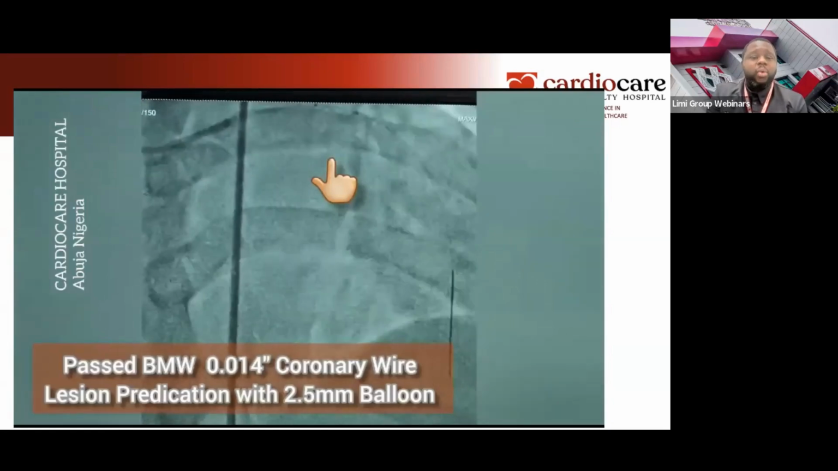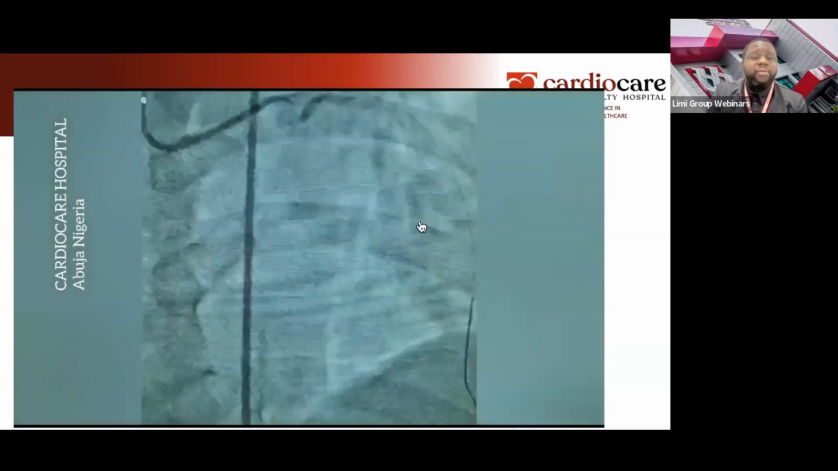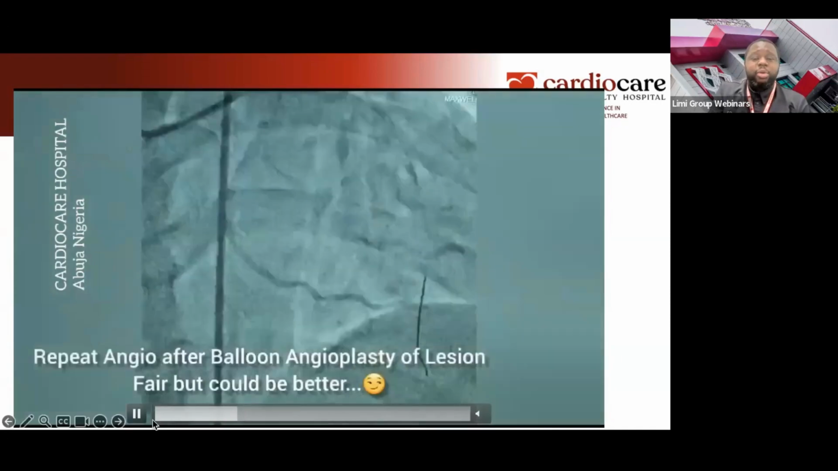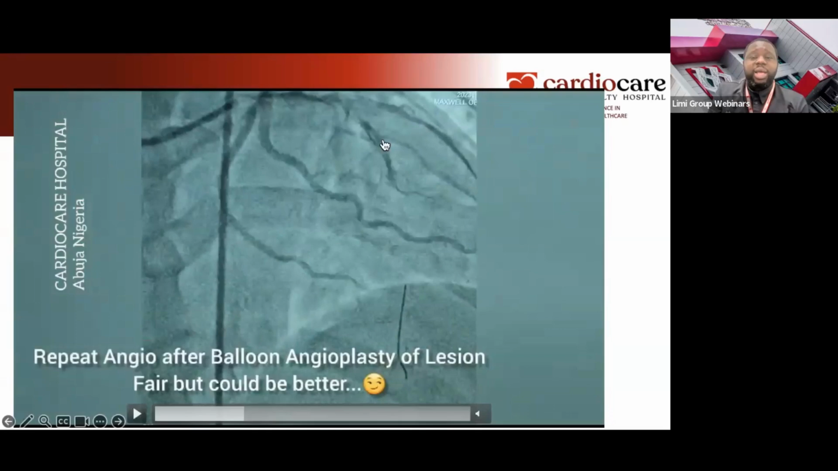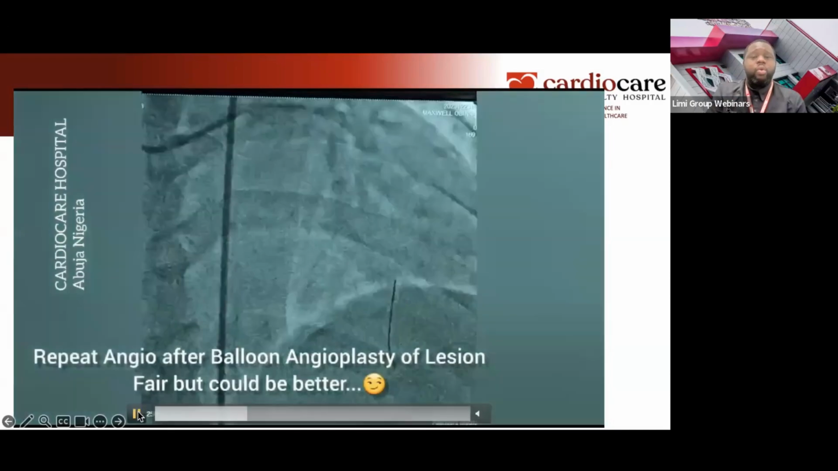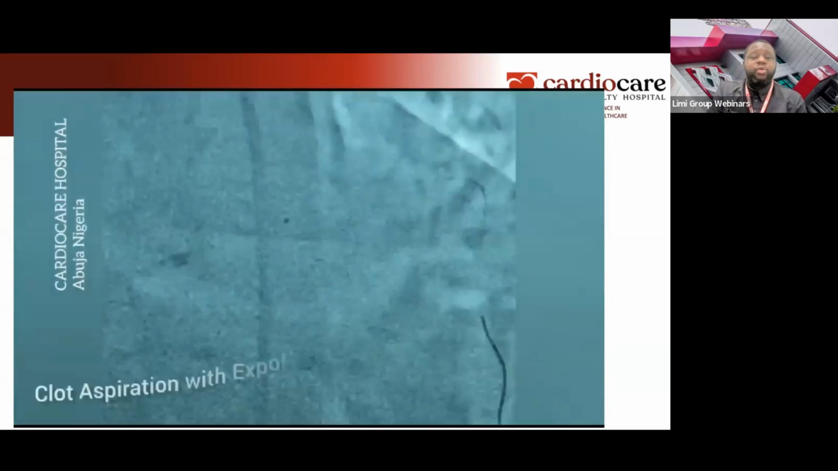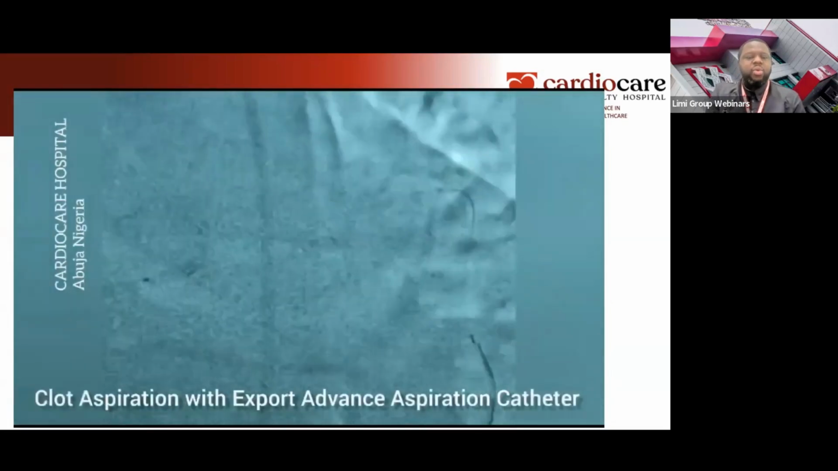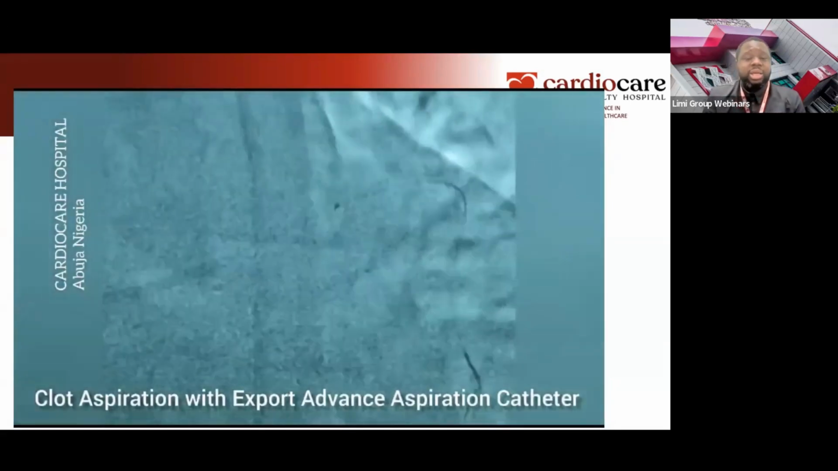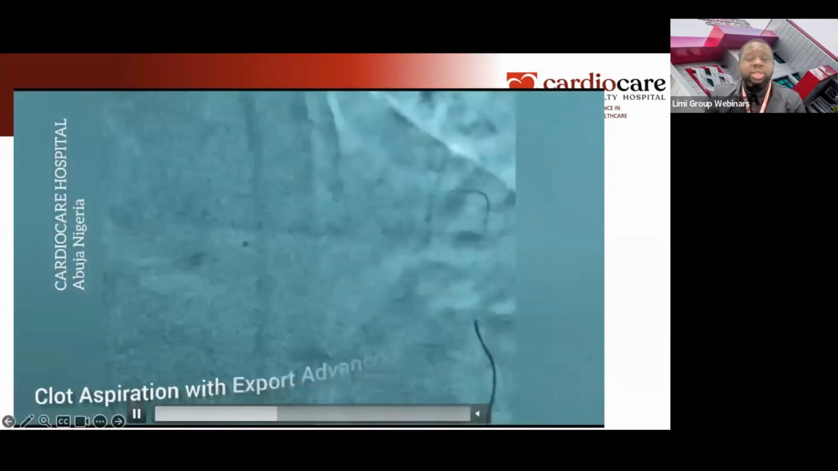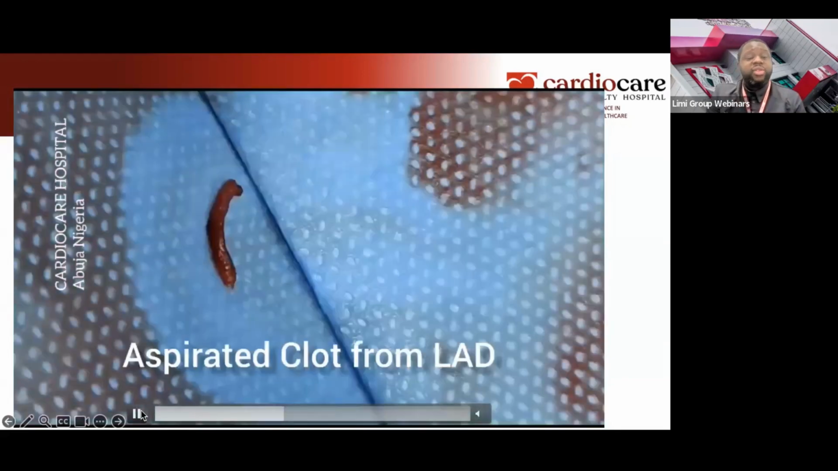So then we put the balloon, we inflated it, and you can see there's some blood supply. I hope we can recognize that. Before it was 100%, now we have some blood supply, which we will now call TIMI 1, but it does not go all the way to the end. So what do we do next? Acute MI, we've established some blood flow. We now did a clot aspiration because I believe that there was a clot. So we use a special kind of aspiration catheter. And if you look carefully, you can see one small dot moving there. That is the clot aspiration. And you can see this is heavily magnified. This was a clot that I was able to aspirate from that artery.